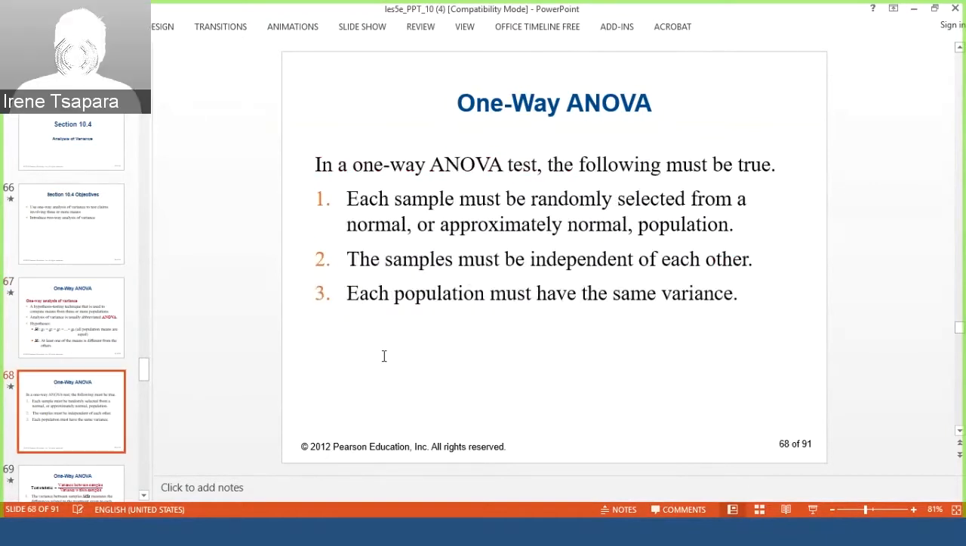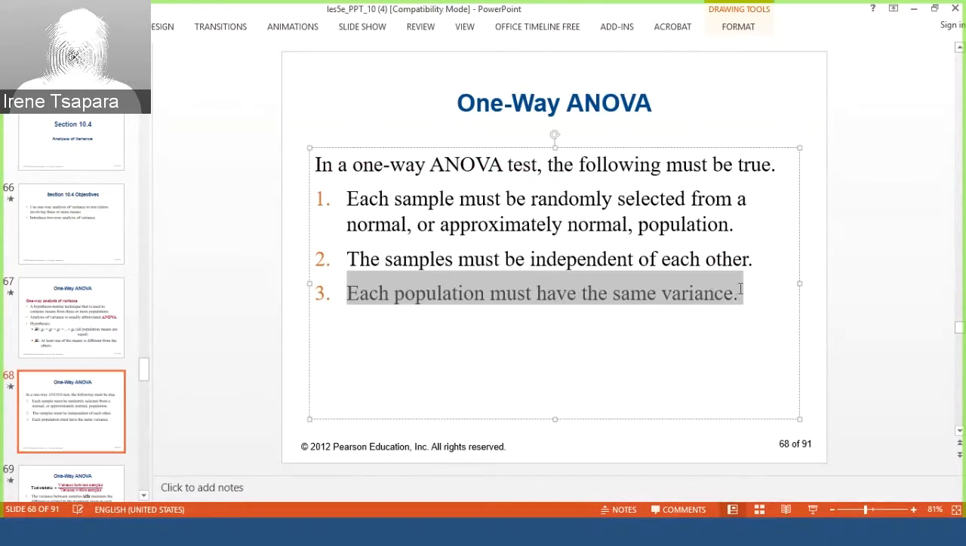The requirements that we have for the ANOVA test are that each sample that comes from each population must be randomly selected, the samples must be independent of each other, and every one of the populations has the same variance. Each population must have the same variance as the others. This is a very important requirement, and we need to run a different test in order to verify that.